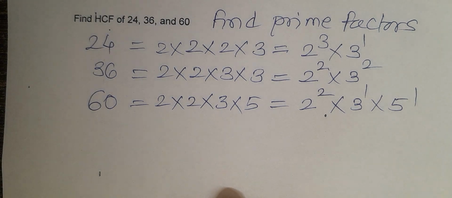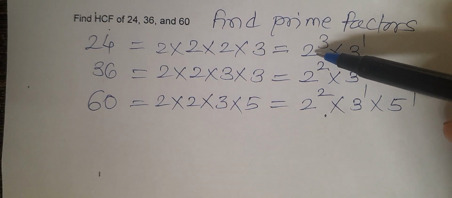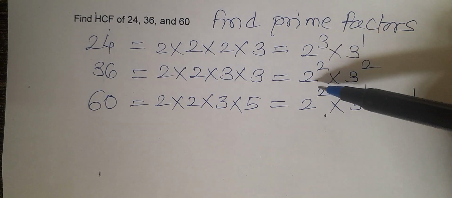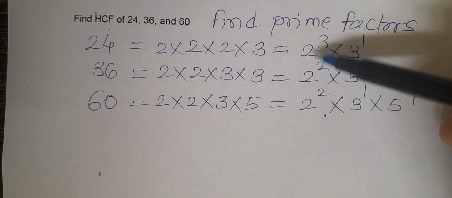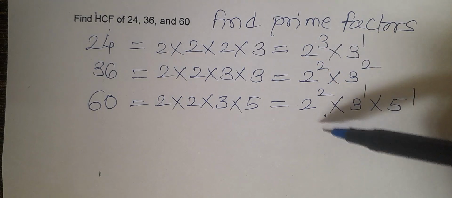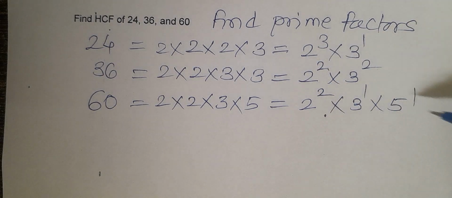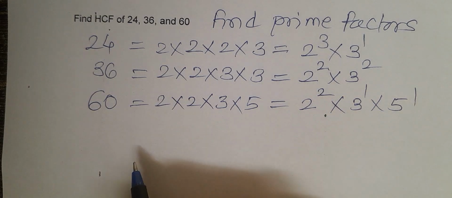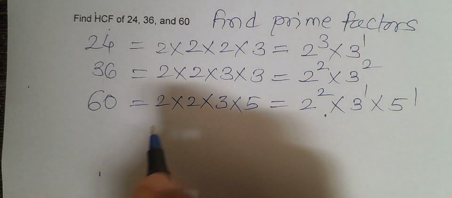Now we have to identify the lowest common powers. Which is the lowest common power? So 2 raised to power 3 is here. The common primes are 2 and 3. 5 is not common, 5 is only in this 60. So we have to identify the lowest common powers.